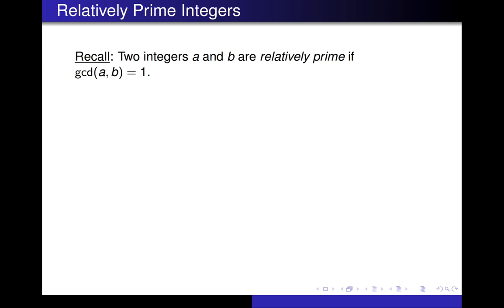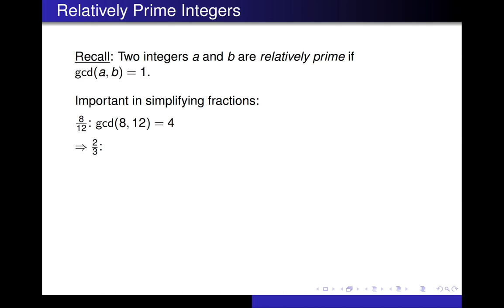Alright, so recall that what it means for two integers to be relatively prime is that their GCD is equal to 1. And this was important to us in a couple circumstances that we've seen. First of all, in simplifying fractions, that was really important. If you remember, if you had 8/12, we knew that wasn't simplified, in part because the GCD between the numerator and denominator, 8 and 12, is equal to 4. When we were able to reduce that to 2/3, we knew that one was simplified because the GCD of 2 and 3 was equal to 1. In other words, the numerator and denominator were relatively prime.